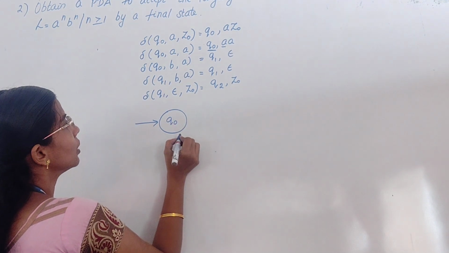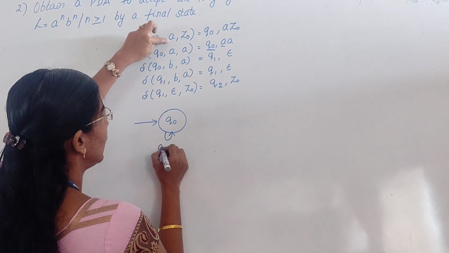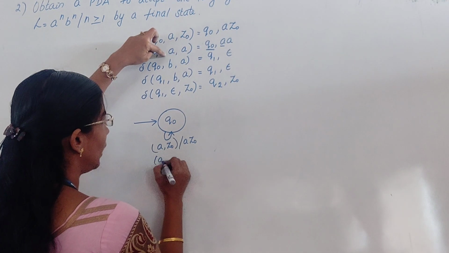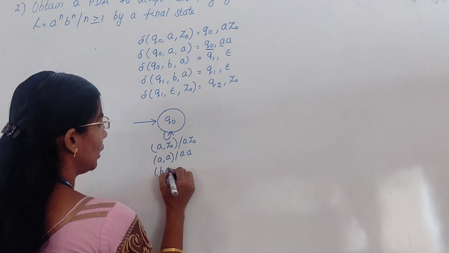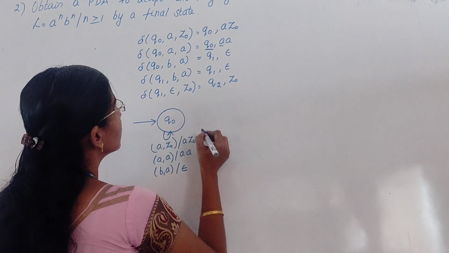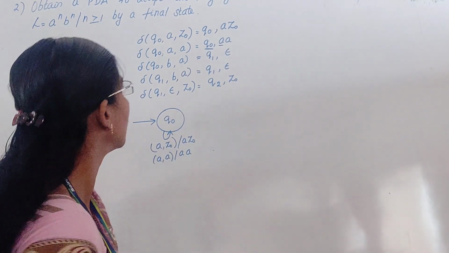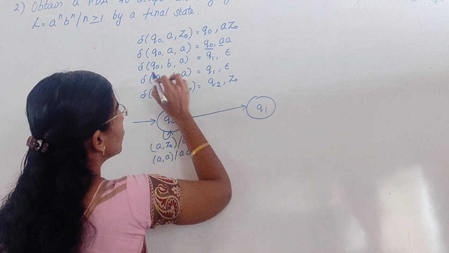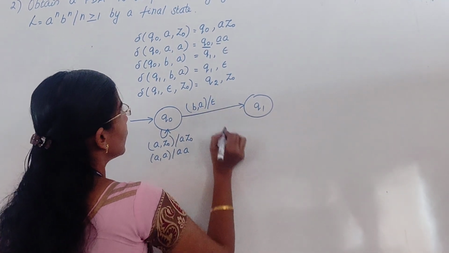Q naught, how many operations? 1, 2, 3. First is A, comma, Z naught, A Z naught. Next is A, comma, A. Next is B, comma, A, epsilon. Sorry, this epsilon, there is a state change. Right, so it is Q0 to Q1, B, comma, A, and it is epsilon.